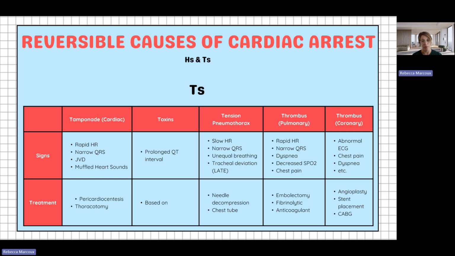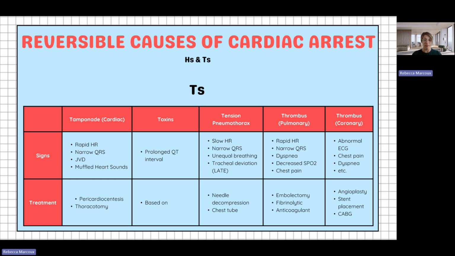And for our coronary thrombus, you might see prior to arrest an abnormal ECG, chest pain, dyspnea, our usual STEMI or heart attack symptoms. And to fix this definitively is angioplasty, stent placement, a CABG, so a coronary artery bypass graft. Again, if you're in the periphery, you might see fibrinolytic therapy used like TNK to try and dissolve that clot while you can transfer them to another center.